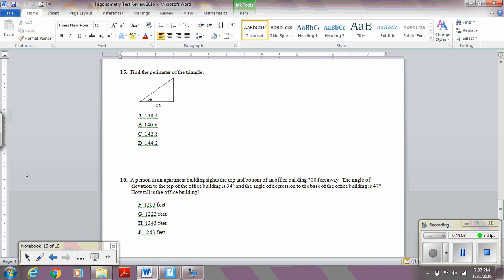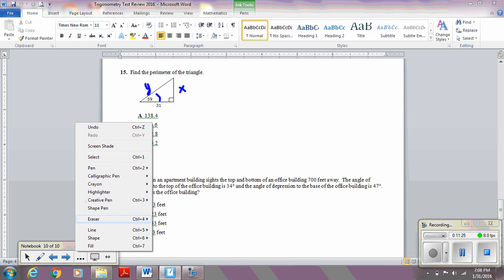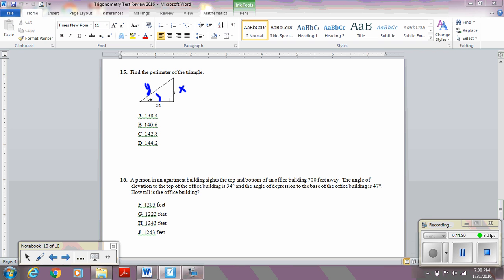Number 15 would like for us to find the perimeter of the triangle. I need to know what this side is and this side in order to do that. So I'm going to use trig to find those sides. If I'm looking for x first and the provided side, I have the opposite and the adjacent. So I would use tangent to find x.